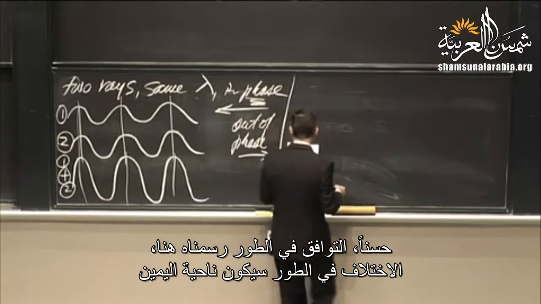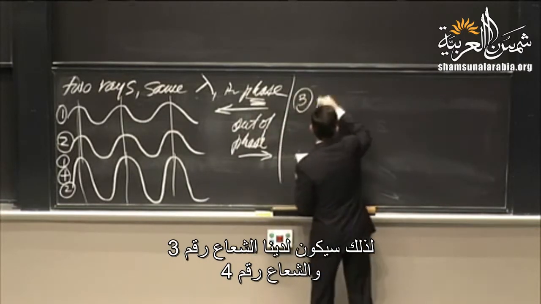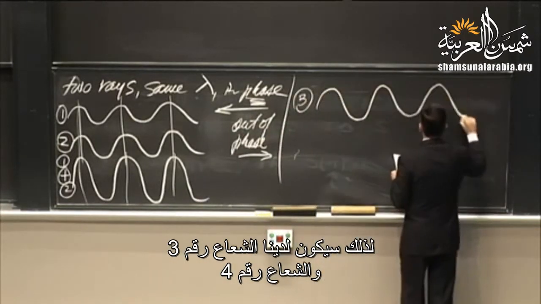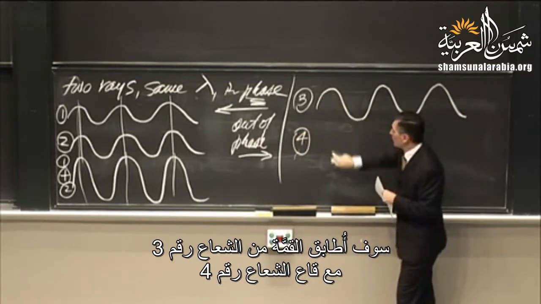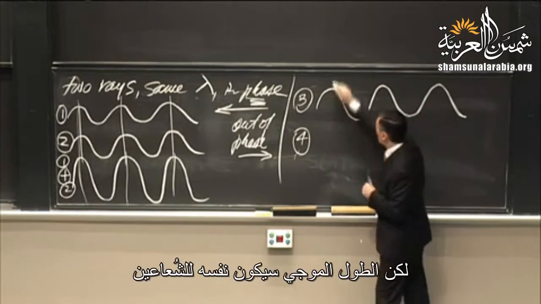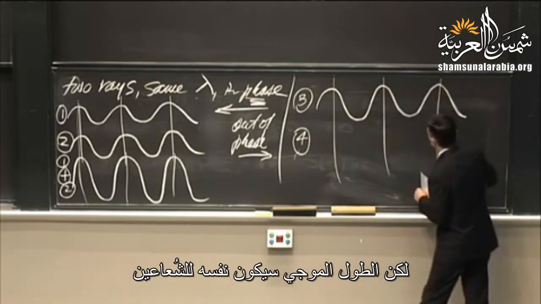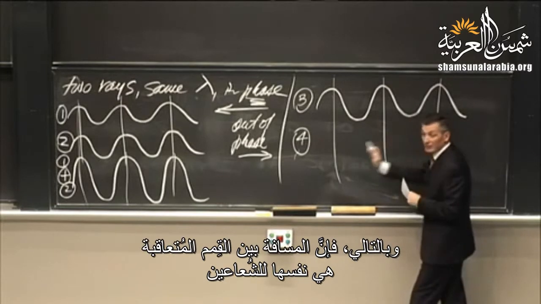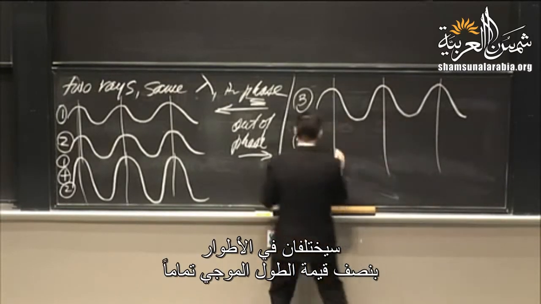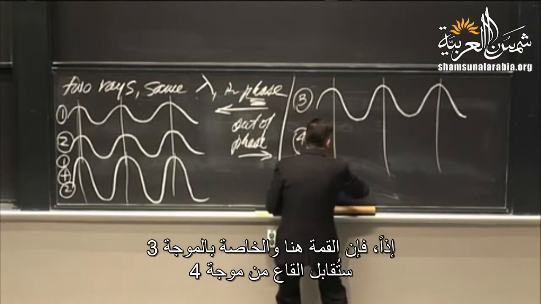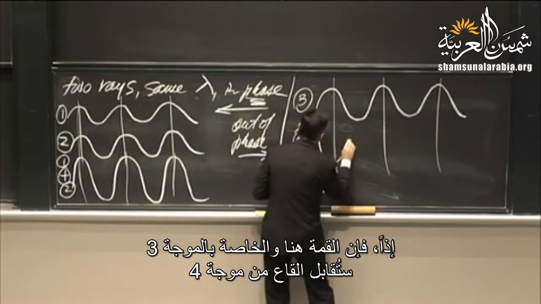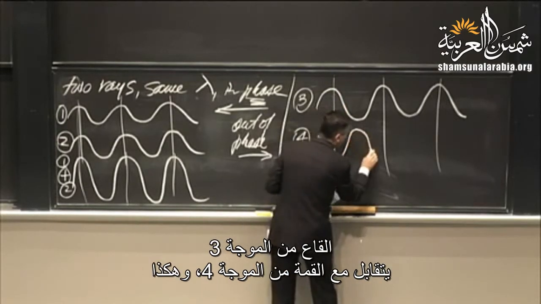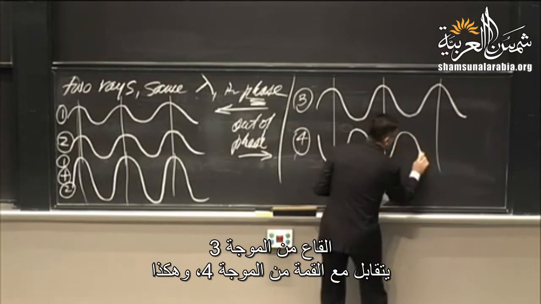So we'll have ray number 3, which does this. And ray number 4, I'm going to line up with the crest of ray number 3, the trough on ray number 4, but it's going to be the same wavelength. So the distance between successive crests is the same, only they're going to be offset by exactly half a wavelength. So the crest here of wave 3 lines up with the trough of wave 4, the trough of wave 3 lines up with the crest of wave 4, and so on, and so on, and so on.